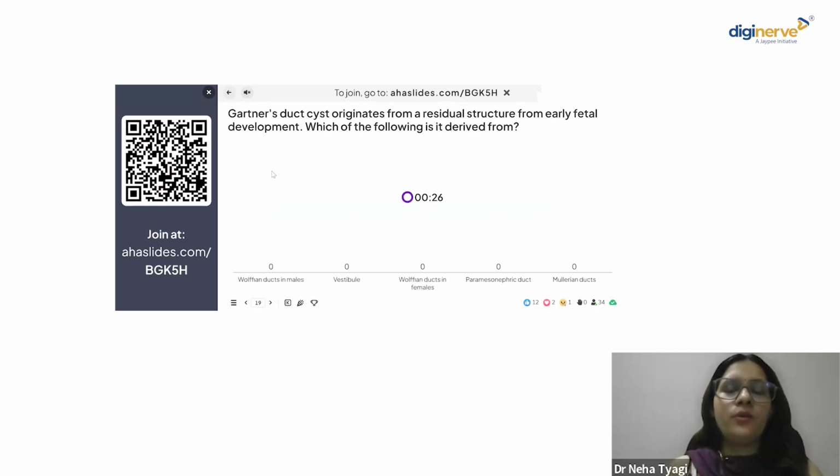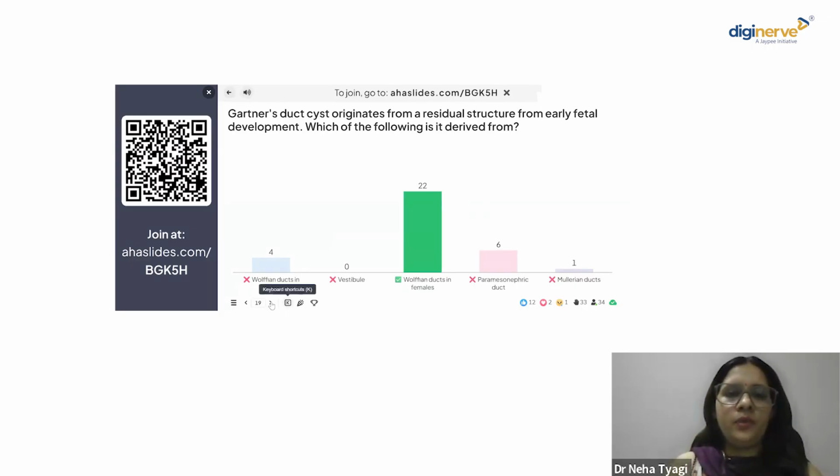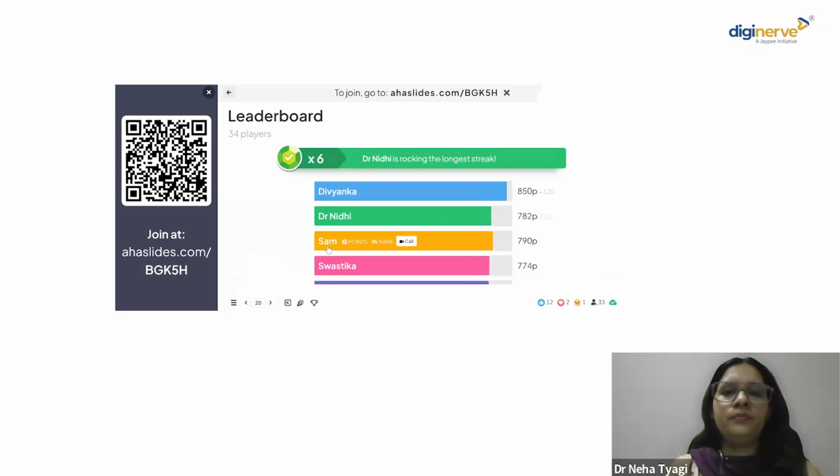Gartner's duct cyst originates from a residual structure from early fetal development. Which of the following is it derived from? Kindly mark your answer. 22 have marked it correctly. It's Wolffian ducts in females. Let's see the leaderboard. Dr. Nidhi is rocking the longest streak and Dr. Divyanka is at the top spot in the leaderboard.